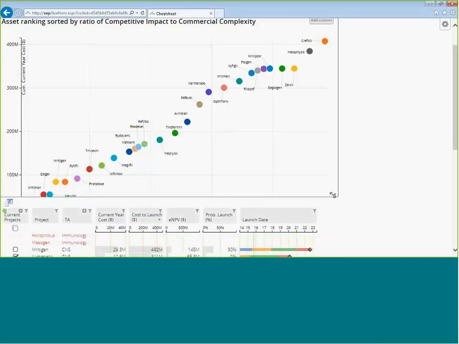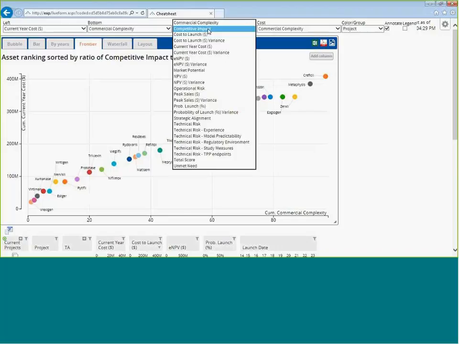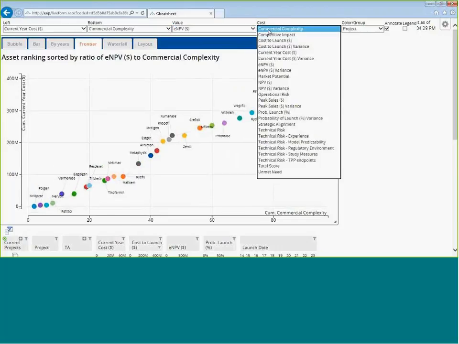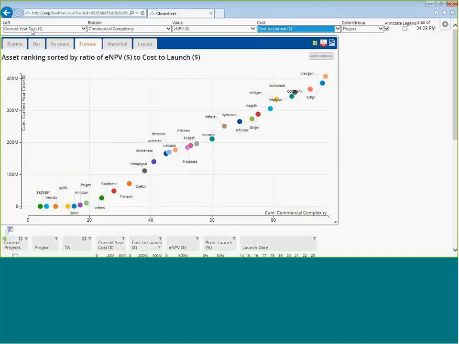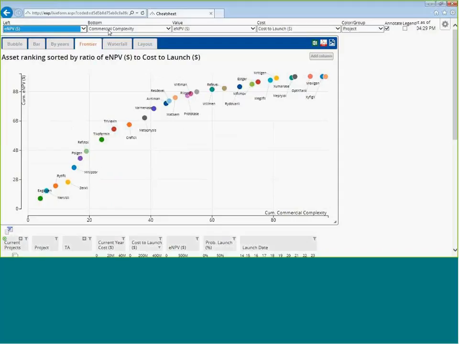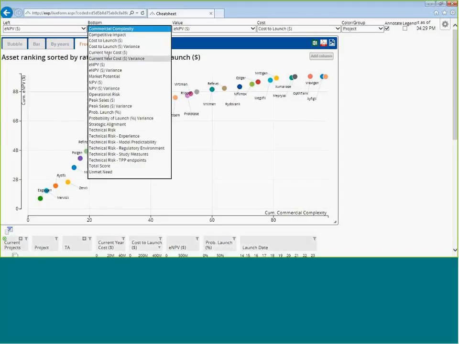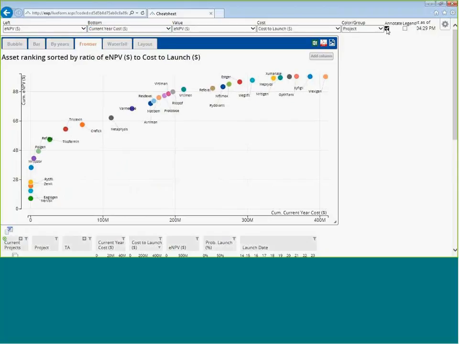And this frontier will help us see, using one of those productivity metrics we talked about, which projects are most productive and least productive. So our productivity metric here will be ENPV over cost to launch. And we're going to plot this cumulatively with ENPV cumulative on the y-axis and current year cost on the x-axis. So let me turn off the annotation.